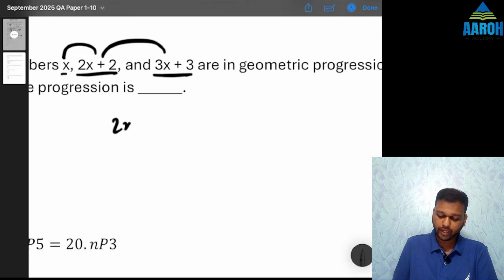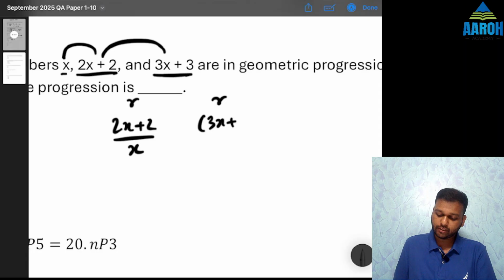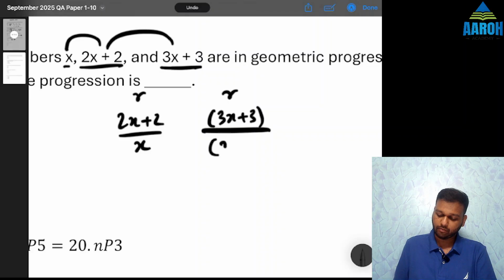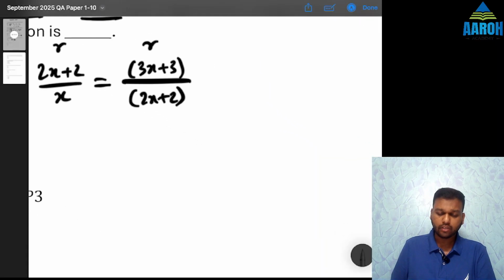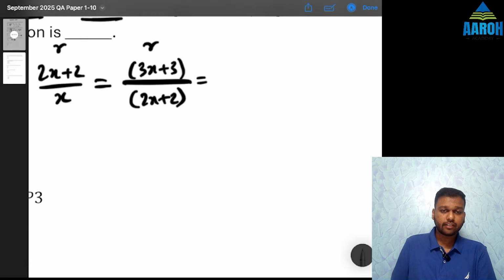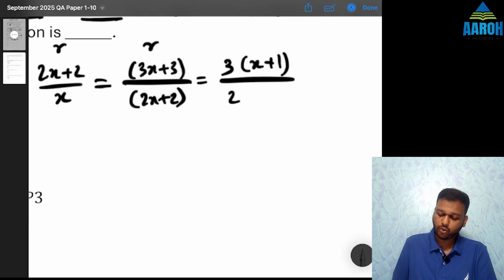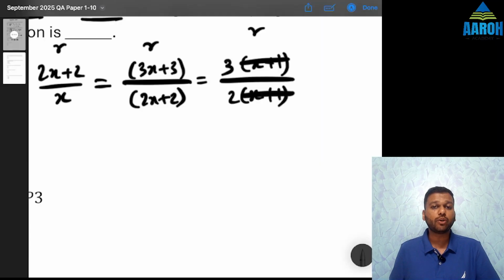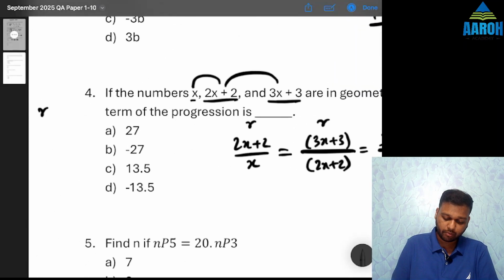That means either 2x plus 2 by x is the common ratio, or common ratio is 3x plus 3 by 2x plus 2. That is third term by second term, right? This is same because both are common ratio. Can I write this as, we can take 3 common, right? 3 into bracket x plus 1 and 2 into bracket x plus 1. Can I just cancel x plus 1, right? So common ratio is what? 3 by 2. We already know that common ratio is 3 by 2.